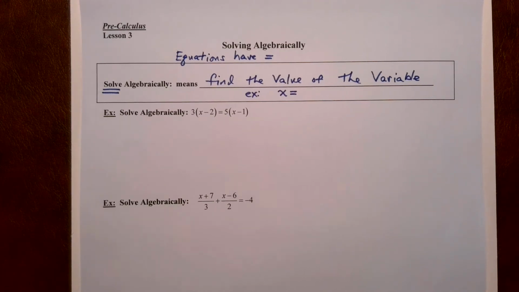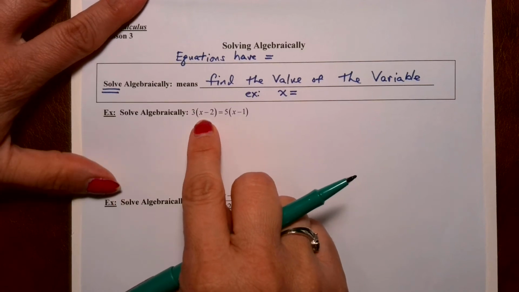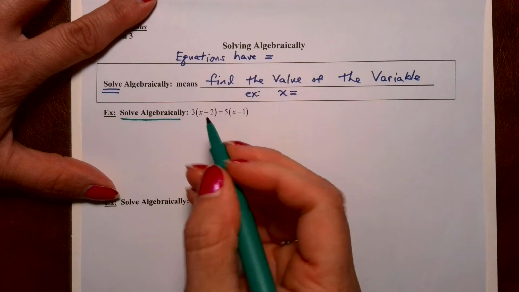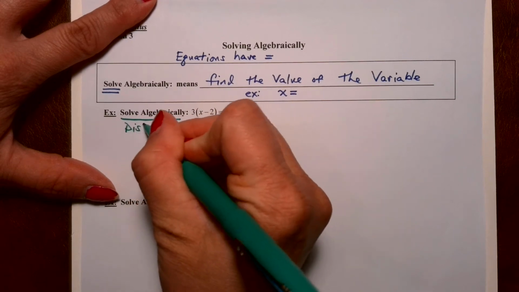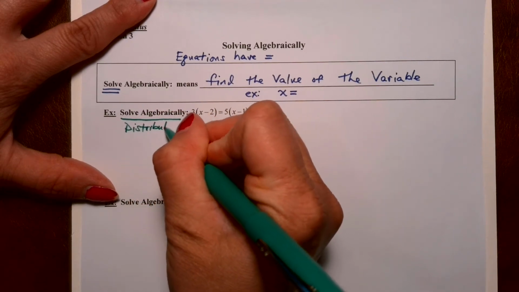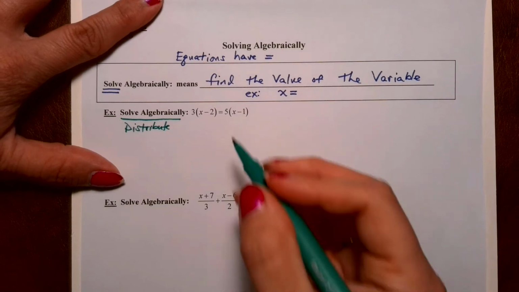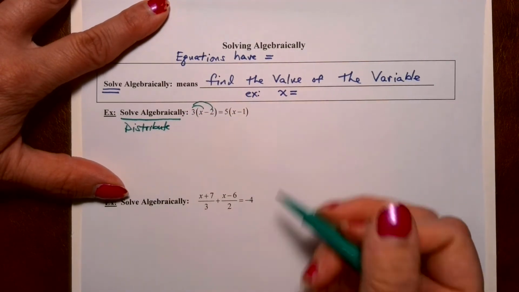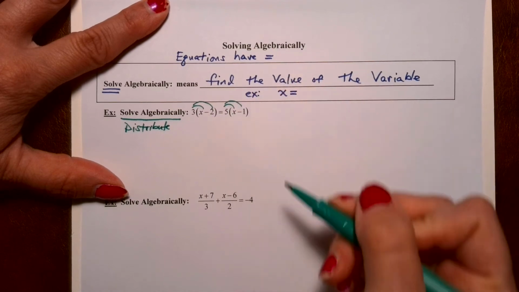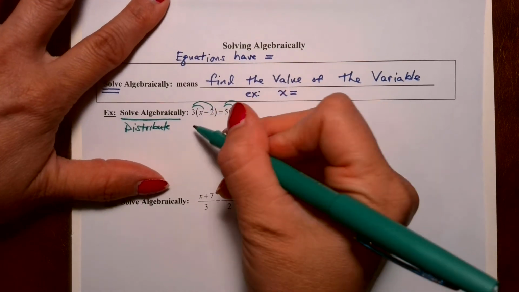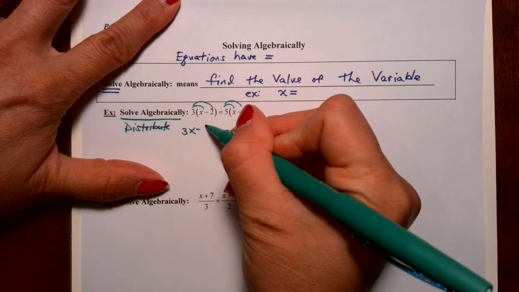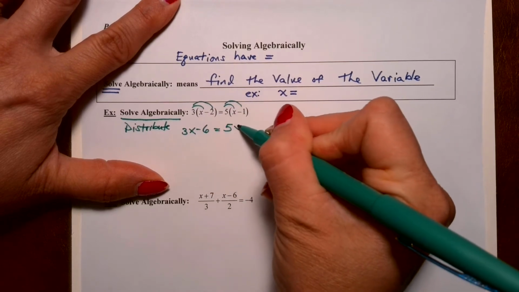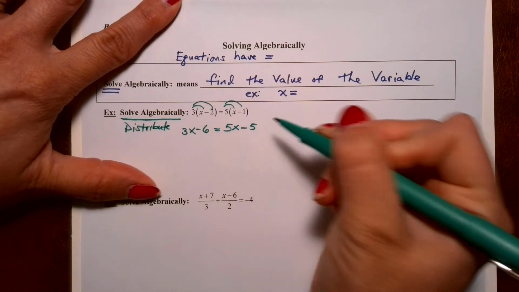Okay, and I'm noticing that there's values outside of the parentheses. Okay, and so the first thing that comes to mind is we need to distribute. So you might have an equation that has some distributing necessary. I'm going to distribute the 3 into those parentheses and distribute the 5 there. The left side of the equation is 3x minus 6. The right side of the equation is 5x minus 5.